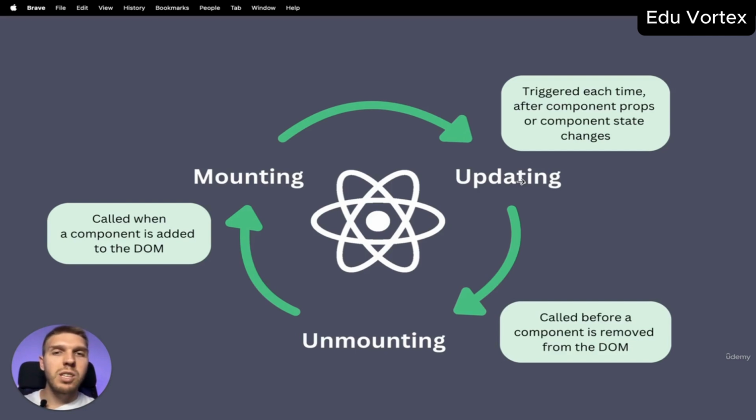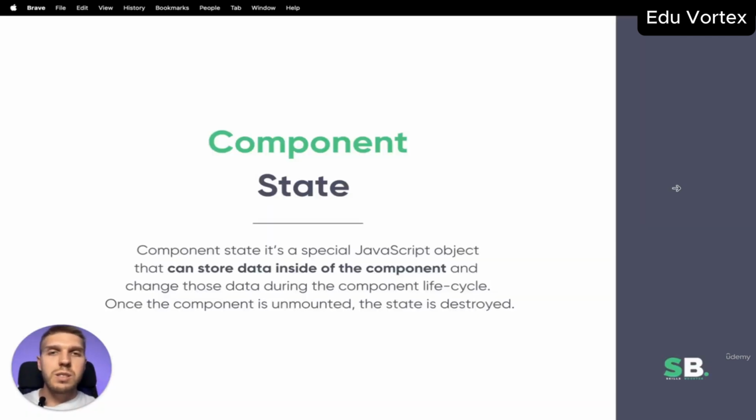Then the unmounting stage is called before the component is removed from the DOM. And once the component is removed from the DOM, the component state is also cleared. So React is smart. When a component is removed from the DOM, it's not needed anymore, and React clears all the component state. Okay. Looks clear? Let's go now to the component state and learn what it is.